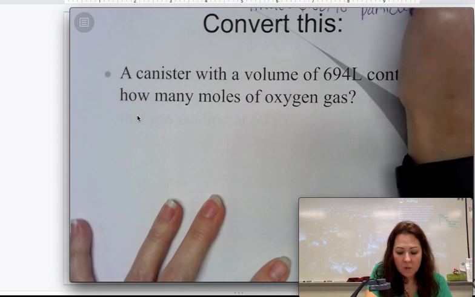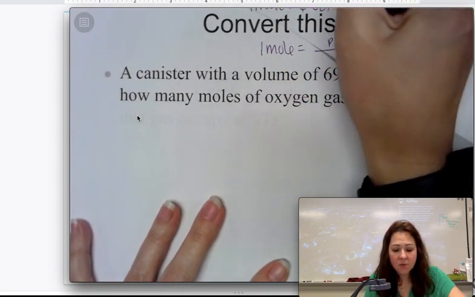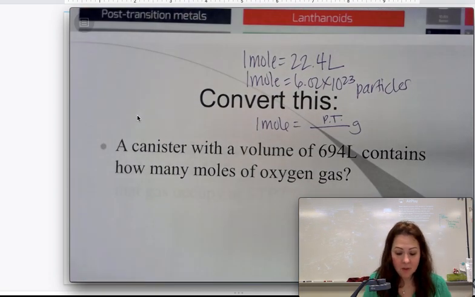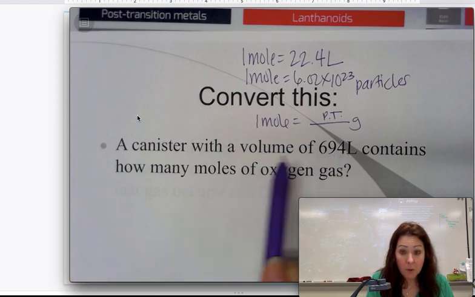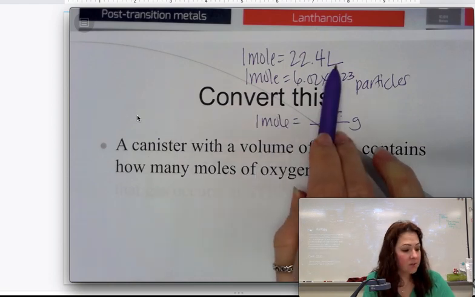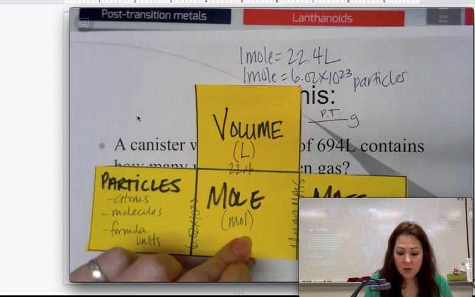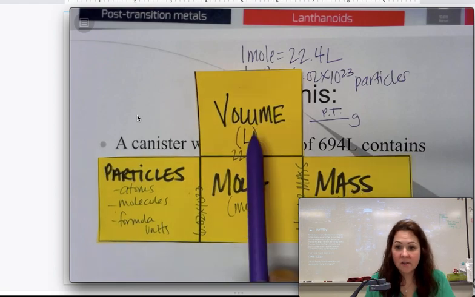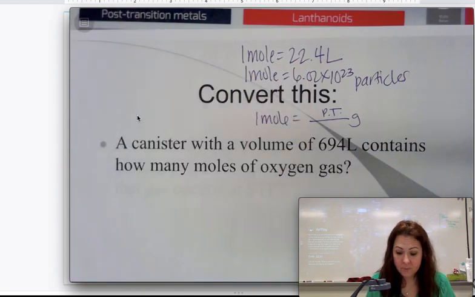And then 1 mole is equal to the molar mass in grams from the periodic table. So these are the 3 conversion factors that you're going to use on any of these problems. This says that we have liters, and we want to know how many moles. So I'm going from liters to moles. With my 1-step conversion, I only need this 1 conversion factor. To look at the foldable, I have liters, I want moles, I'm only going over 1 line. This is a 1-step problem. You'll never have more than 2 steps on these.